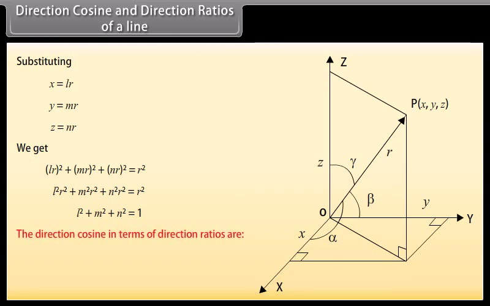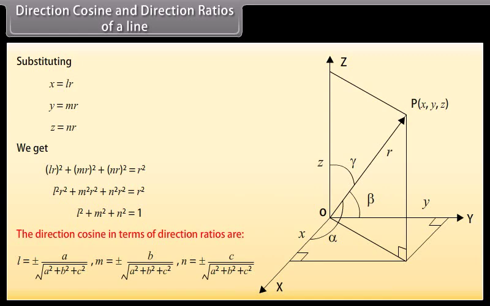The direction cosines in terms of direction ratios are L equals plus minus A upon square root of A square plus B square plus C square. M equals plus minus B upon square root of A square plus B square plus C square. N equals plus minus C upon square root of A square plus B square plus C square.